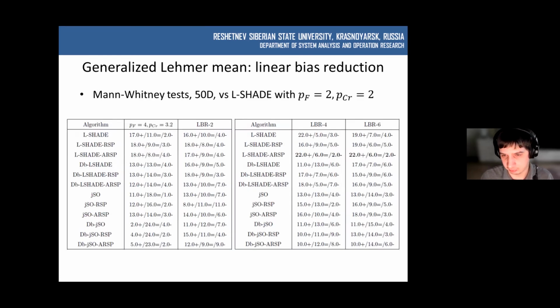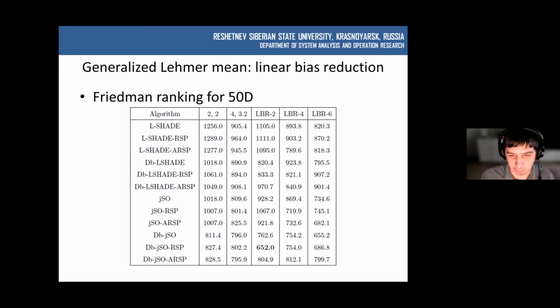And what we got is a significant improvement of the algorithm. It appeared that if, for example, we start with 4 for pF and pCR, or even 6, and gradually decrease these values to 1, we get improvements for up to 22 functions out of 30. Which is a huge improvement over the standard L-SHADE algorithm. And you can also see this in the Friedman ranking, where we have like a 50% improvement in the mean rank for these cases.